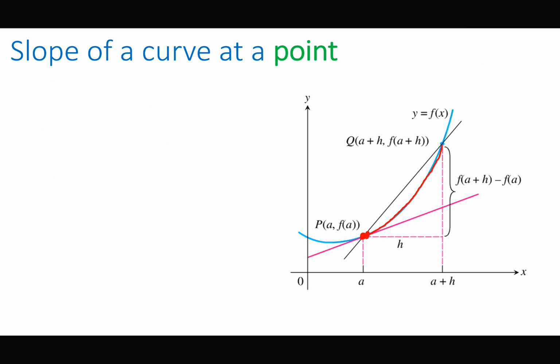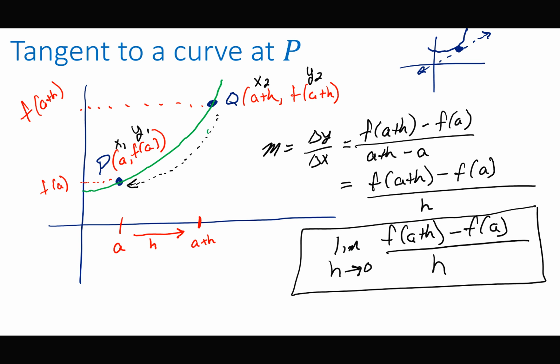Again, why does h approach 0? Because I'm trying to make the distance between a and a plus h smaller and smaller, essentially 0. That brings Q down the line because I want Q to line up on P. So h approaches 0 means that distance gets closer and closer to 0.